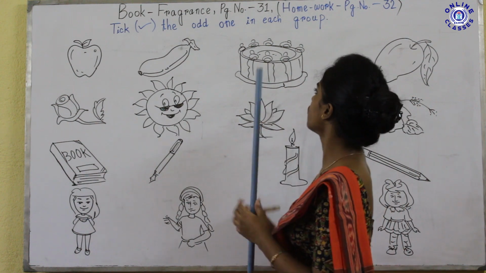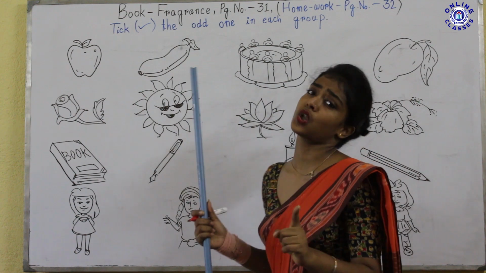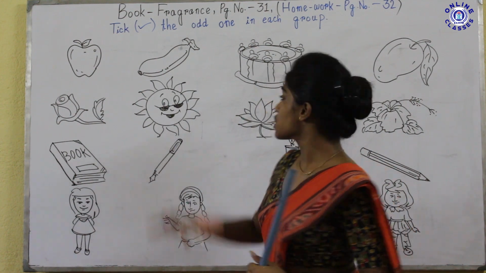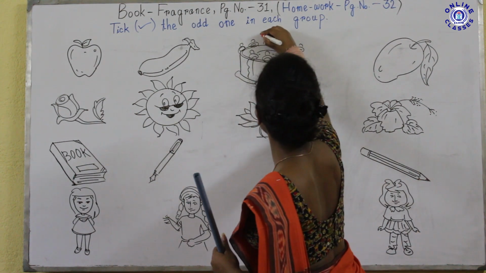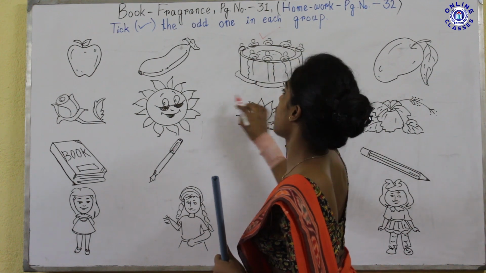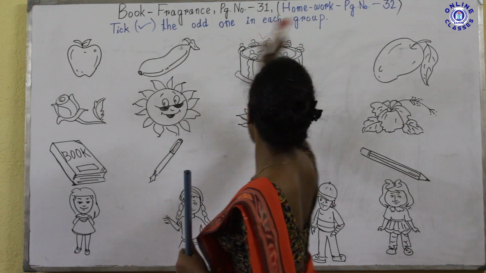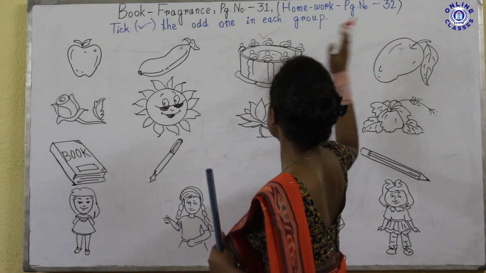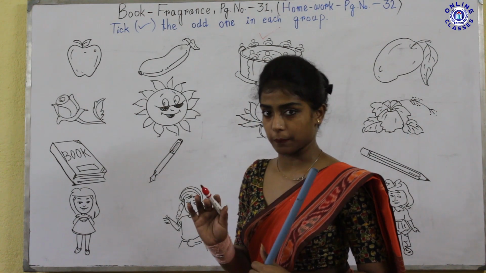But look, what is this? This is a cake. So cake is not a fruit, right? So the cake is the odd one here. So I will tick the cake because this is the odd one here. Because apple, banana and mango are fruits, but cake is not a fruit, so cake is the odd one here.